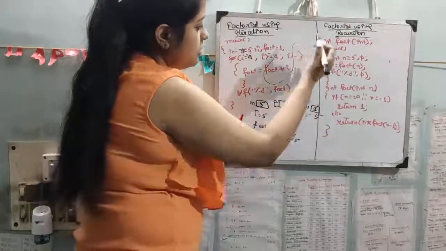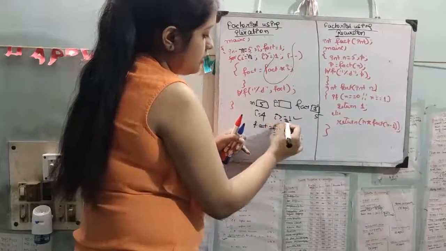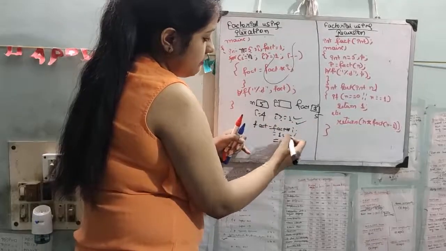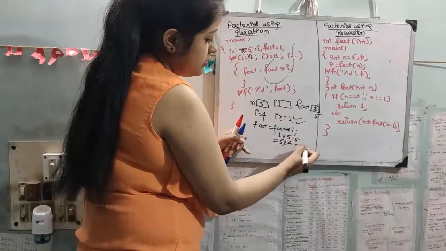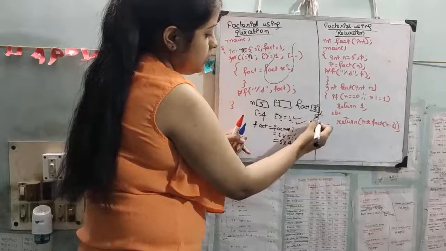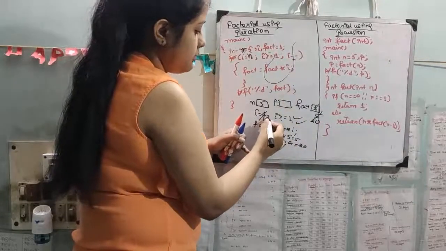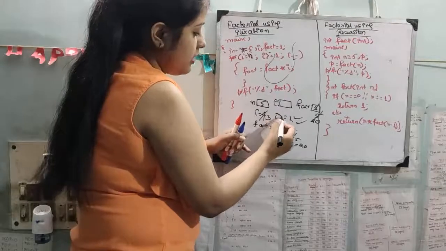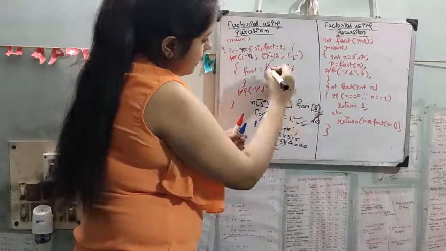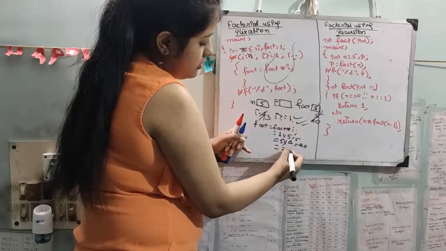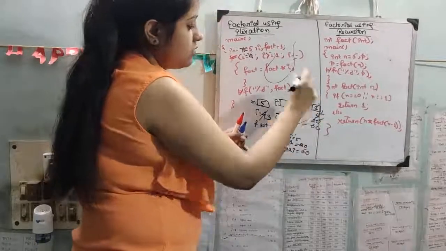Now I will be reduced. Now I is 4. 4 is greater than 1? Yes. Then fact is 5 into I, 4. This is 20, so 20 will be stored. Then again I is decremented, 4 is decremented to 3. 3 is greater than 1? Yes, true. Then fact into I. Fact was 20 into 3 equals 60. 60 will be stored in fact.